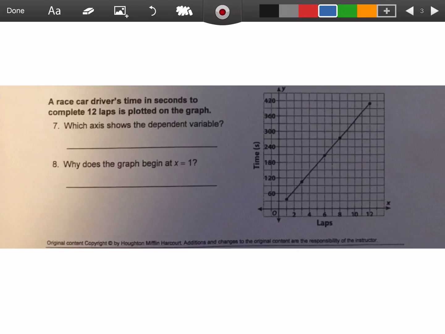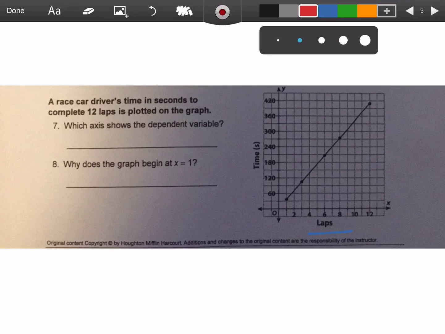All right, the last section we have a race car driver's time in seconds to complete 12 laps is plotted on the graph. So the x-axis is your laps, see that, laps, and your y-axis is time. So after they completed 1 lap, then the time was recorded, and then 2 laps, 3 laps, 4 laps, and so on and so forth. Okay? First question, which axis shows the dependent variable? That's in your notes. The dependent variable is always this, and it's either x or y, okay?